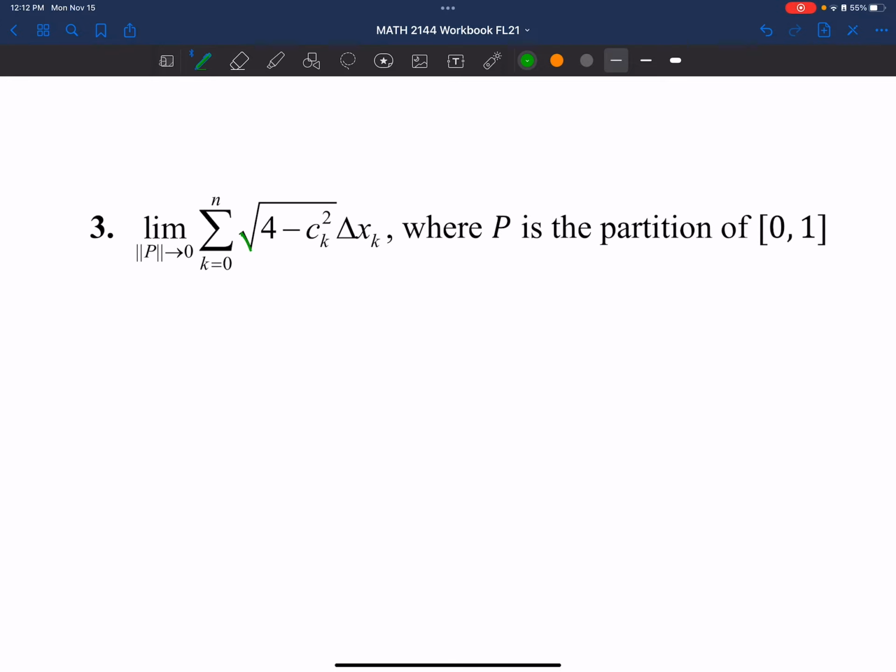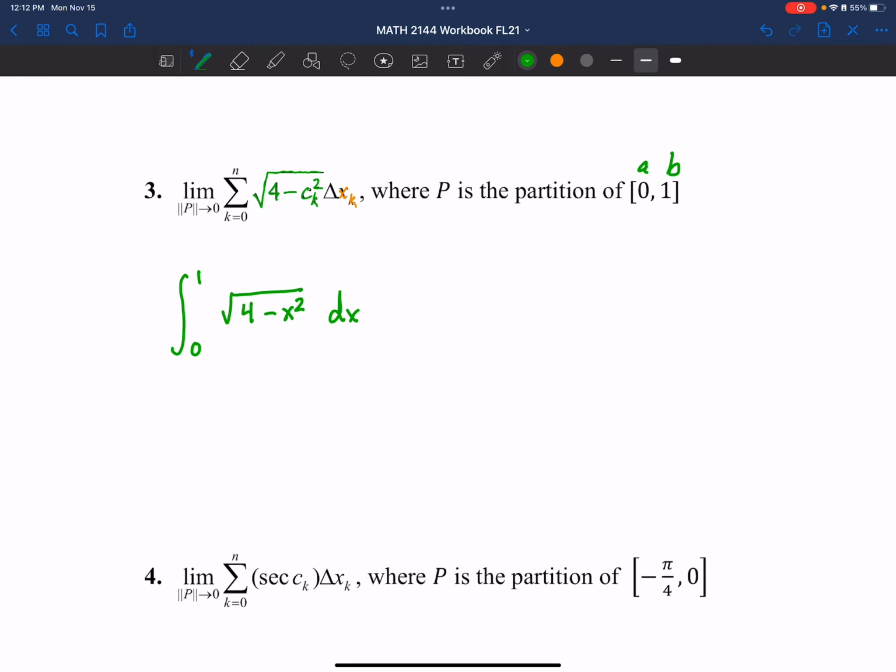So the function this time is going to be the square root of 4 minus c sub k squared. And then again, our variable is going to be x. So what we'll do is write this as the integral from a to b, in this case 0 to 1, of the square root of 4 minus x squared dx. That's all. This is kind of the connecting part.